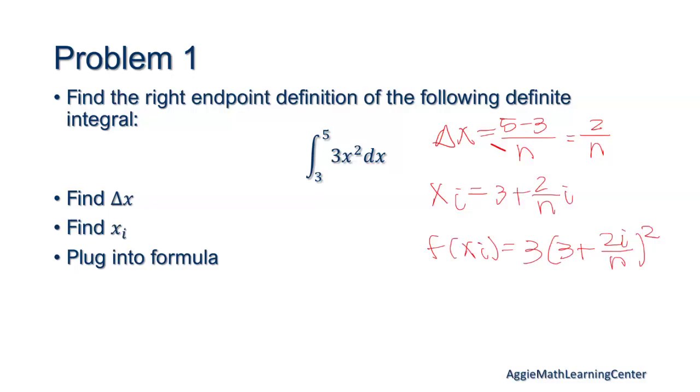And now we have all of the different pieces that we need to put together our Riemann sum. So we'll write it out doing the right endpoint. We'll start at 1 and we'll go to n. And then I'm going to multiply, since we'll have f of x sub i times delta x, we'll have our 2 over n times our 3. So I'll write that as 6 over n. And then we'll put in our f of x sub i.